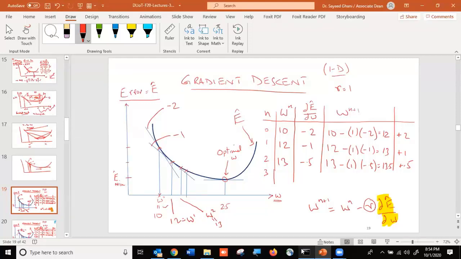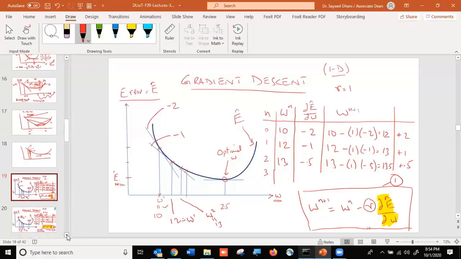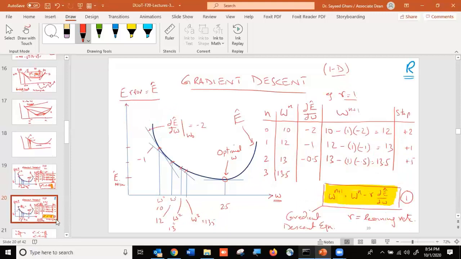So this is a quick look at the gradient descent algorithm, and this is a fundamental equation that is going to build up later on as we look at the backpropagation algorithm. I'll label this as equation number 1. Okay, so this is where we are.